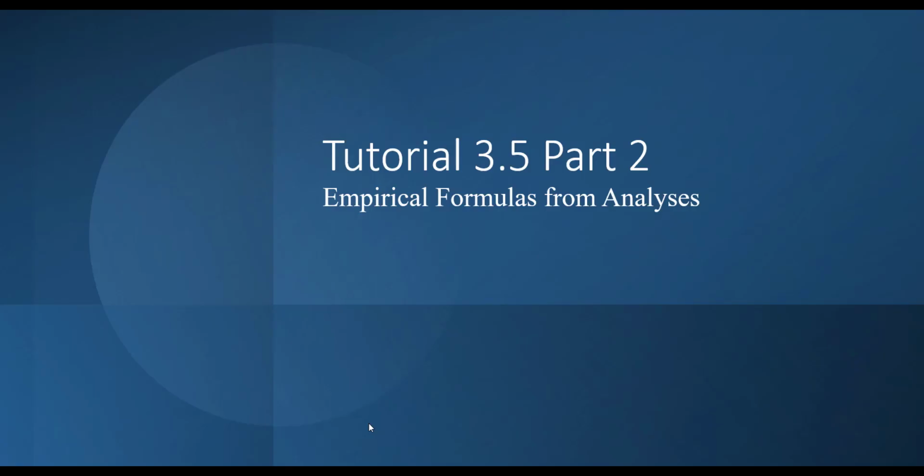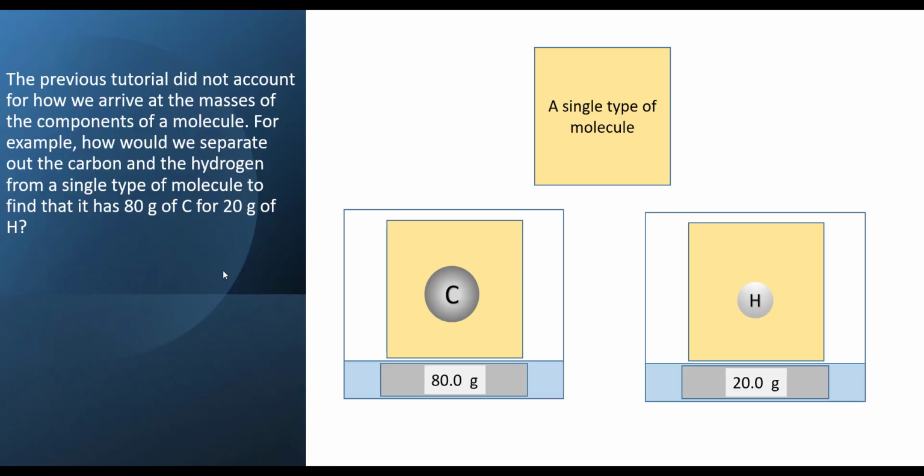Hi, welcome to tutorial 3.5 part 2 on finding empirical formulas. And this time we will find some formulas. We'll do two examples from combustion analysis. So first of all, let's get our orientation, or get our bearings, relative to the previous tutorial.